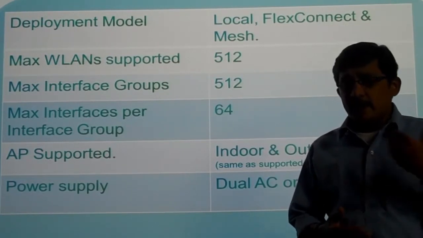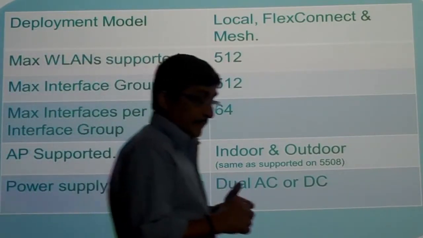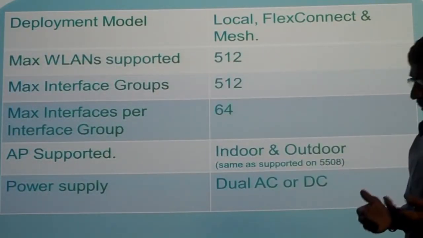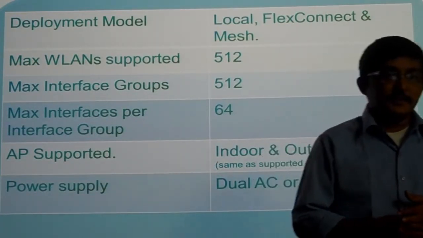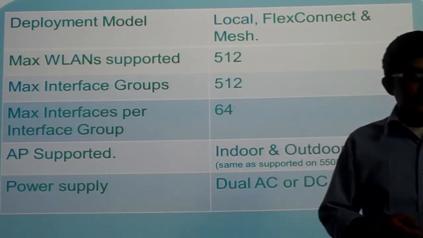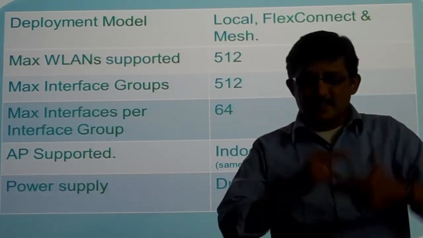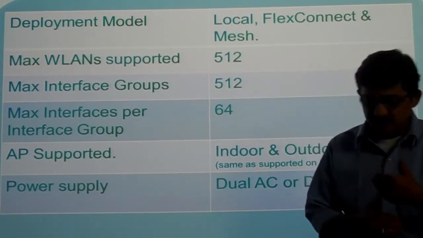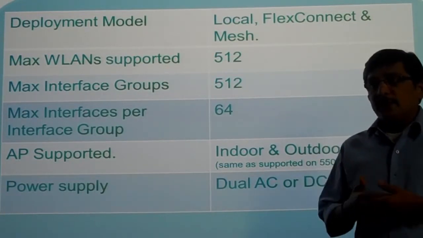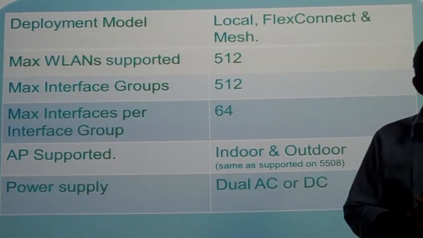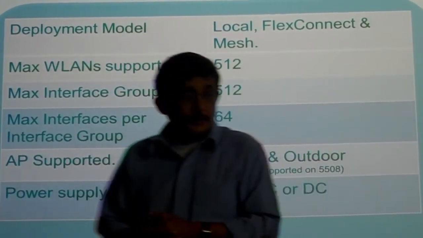It can be used in a variety of deployment models. It can support local mode APs, FlexConnect APs, and mesh mode APs. Max WLANs supported is 512, similar to the rest of the wireless LAN controllers like the 5500 and WiSM2. Max number of interface groups is 512, and max interfaces per interface group is 64. So a customer can use whichever combinations and deploy according to their need. It can support both indoor and outdoor mesh mode APs, in feature parity with the 5500 and WiSM2.